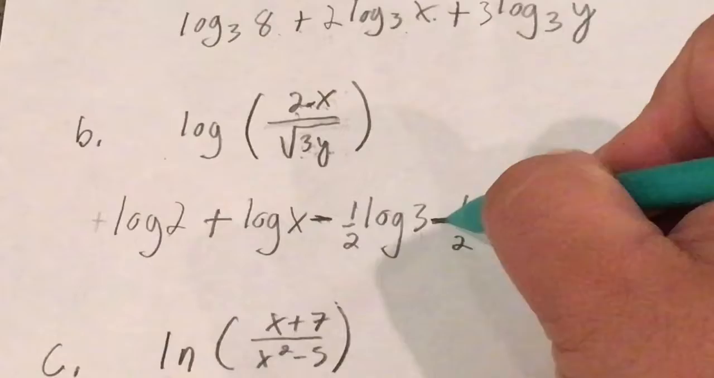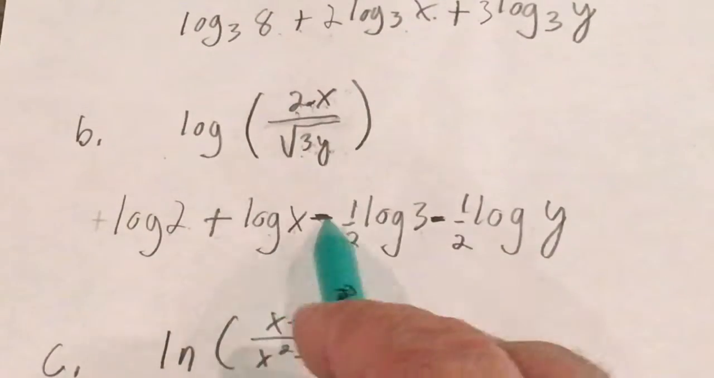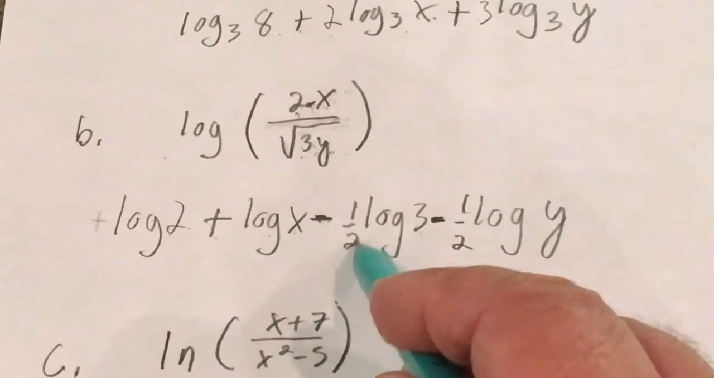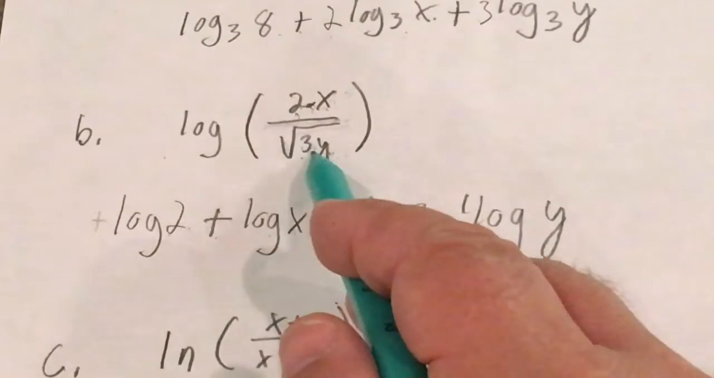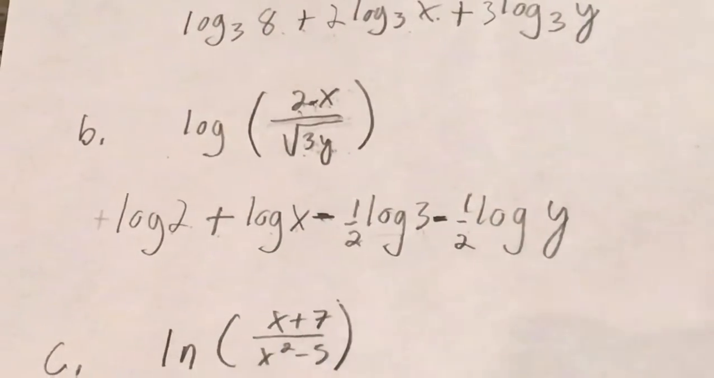And your final answer is this long expansion. Log of 2 plus, because it's multiplied, log of x, minus because it's divided, 1/2, because the square root turns into 1/2, log of 3, minus because it's on the bottom, 1/2 because it's underneath the radical, log y.